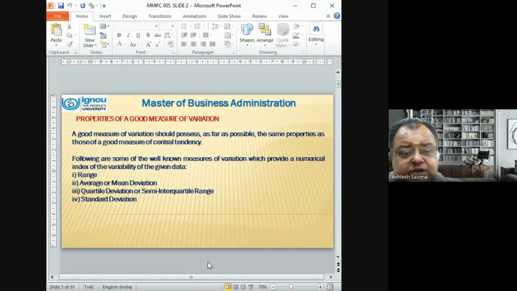average or mean deviation, quartile deviation, which is also known as semi-interquartile range, and the fourth one is standard deviation. These four have numerical evaluation with them so that we can compare things.